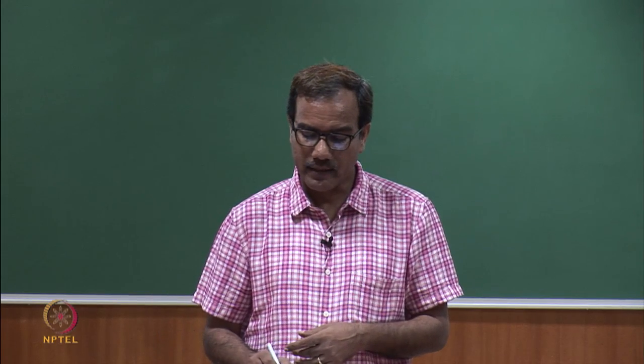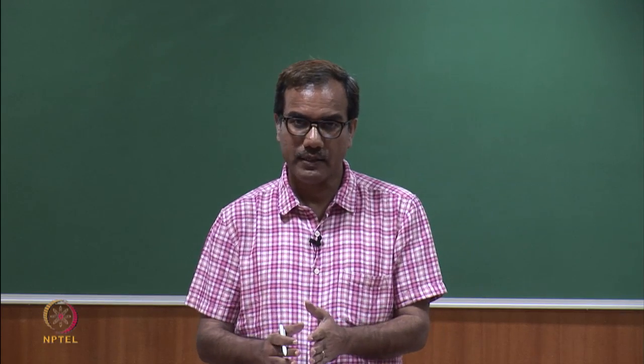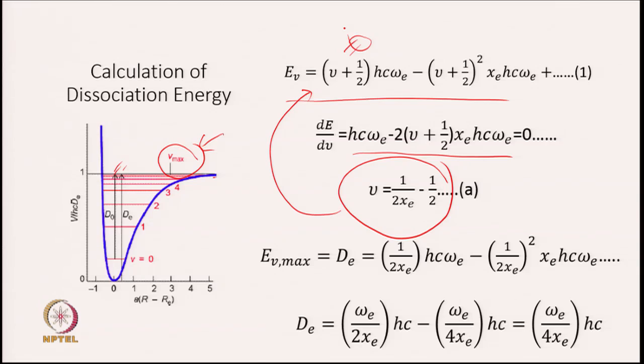Now, you see that v plus half is equal to 1 by 2 x_e. So, what you have to do is you just replace this v plus half by 1 by 2 x_e. When you do that, what you will get is D e or E v max, the energy of the vibrational level where your energy is maximum, is 1 by 2 x_e for v plus half times h c omega e, minus 1 by 2 x_e square times x_e h c omega e.